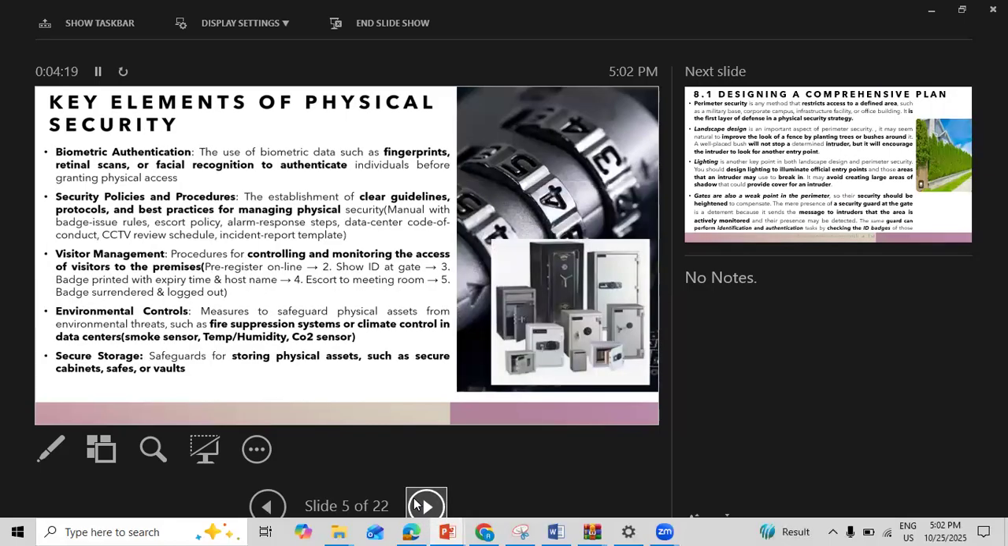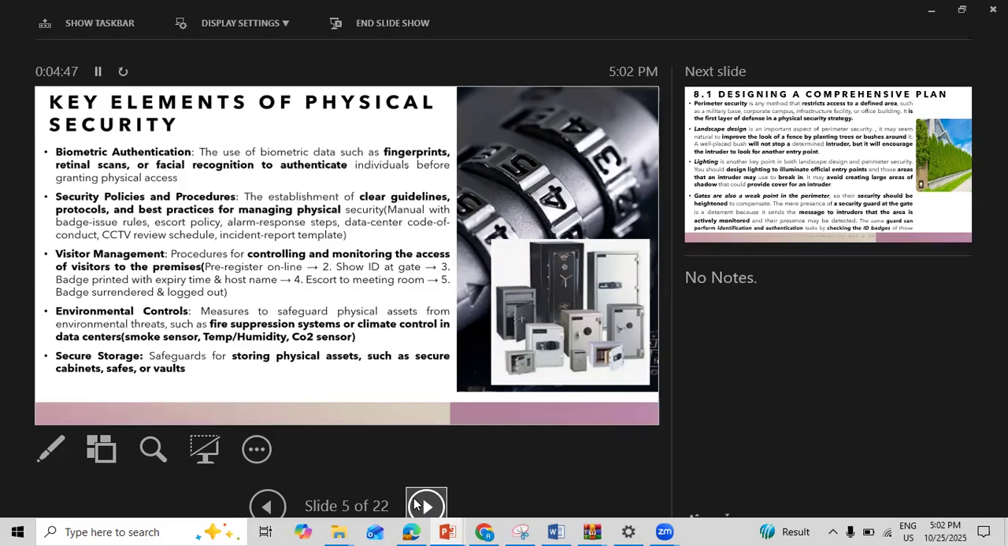Next one. The next key element of physical security is biometric authentication, as I told you. To enter the server room, I need to have strong access controls, like a fingerprint. There will be a fingerprint reader or scanner. You keep your fingerprint on that scanner, and it will scan your fingerprint. If it matches the already stored fingerprint database, then you are allowed. Otherwise, you are not allowed to enter the server room.